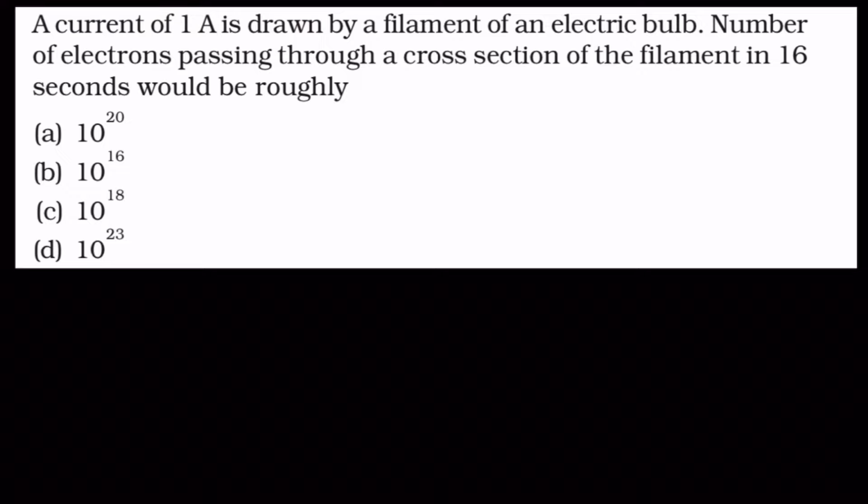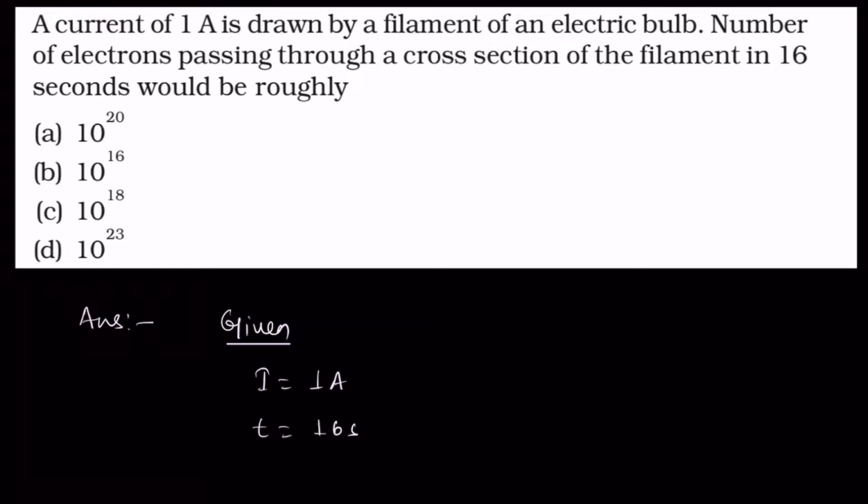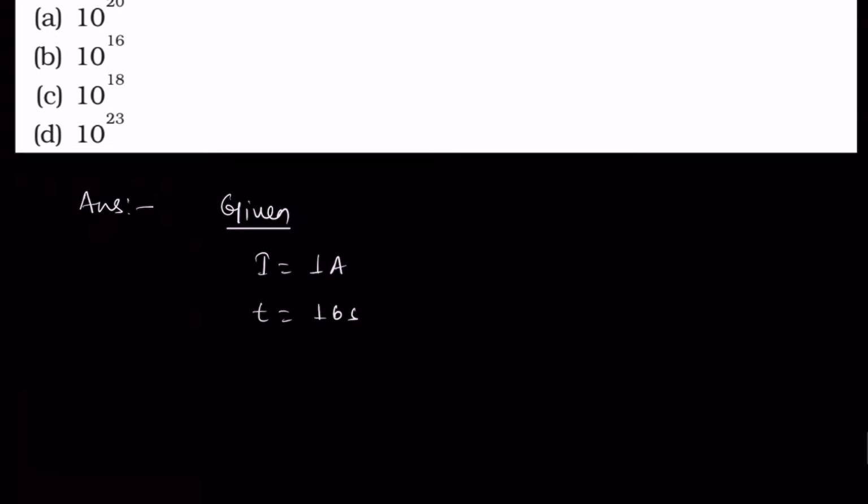This is the answer. In this question, a current of 1 ampere is drawn by a filament of an electric bulb. The number of electrons passing through the cross-sectional area of the filament in 16 seconds. So how many electrons are present? These are the four options given. We have to find which option is correct. So let's solve this. So here, according to the given question, current is considered as 1 ampere. Time is 16 seconds. And we have to find the number of electrons.